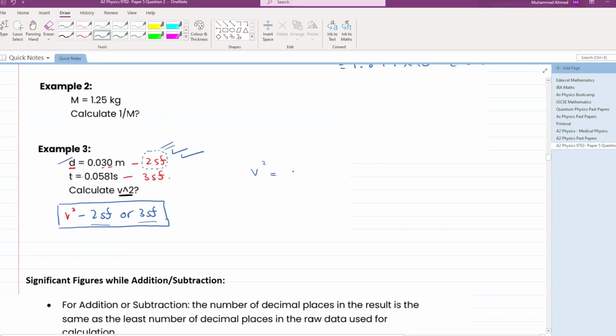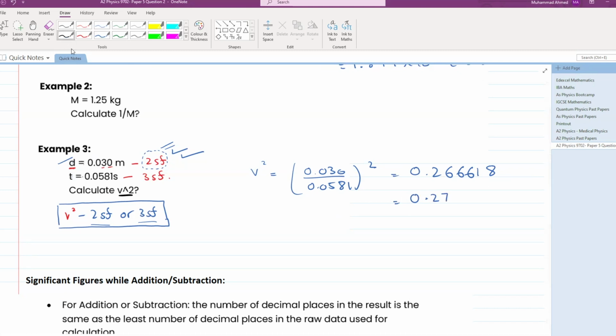This will come out to be 0.030 divided by 0.0581 whole square. Can you calculate this answer? 0.030, 0.0581, and square this up. Your velocity square comes out to be 0.266618. Now, obviously, you wouldn't write such a long answer. You will limit it to either 2 SF, that will become what?